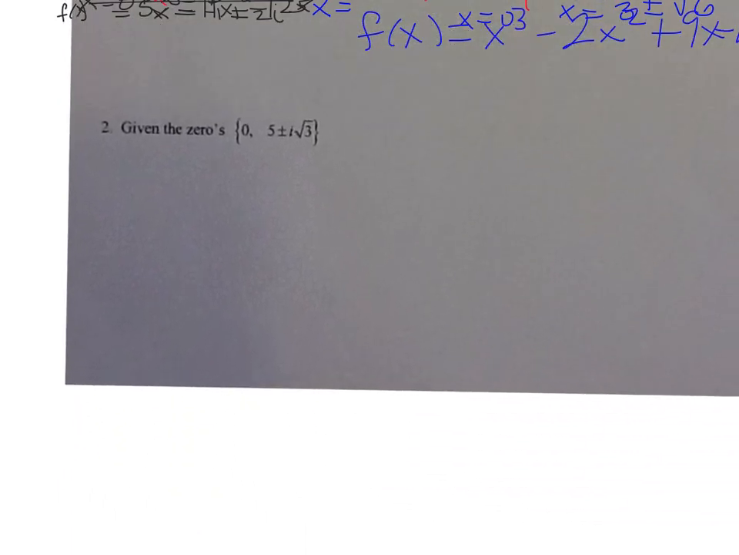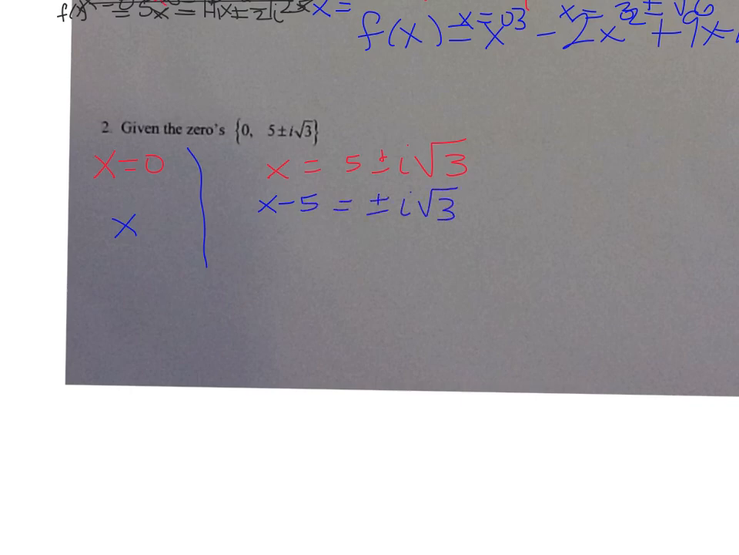Okay, and let's try number 2. So I have imaginary roots here, imaginary zeros, and a real zero. So I have x equals 0, and x is equal to 5 plus minus i square root of 3. All right, so I'm going to hold off on the x equals 0 because I already have my factor. It's just x over here. So on the right side, I'm going to subtract 5. So I get x minus 5 equals plus minus i square root of 3.